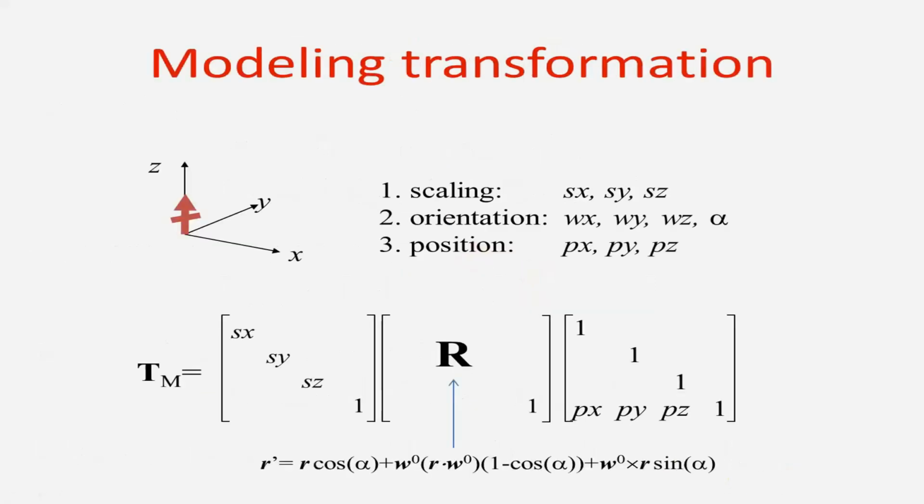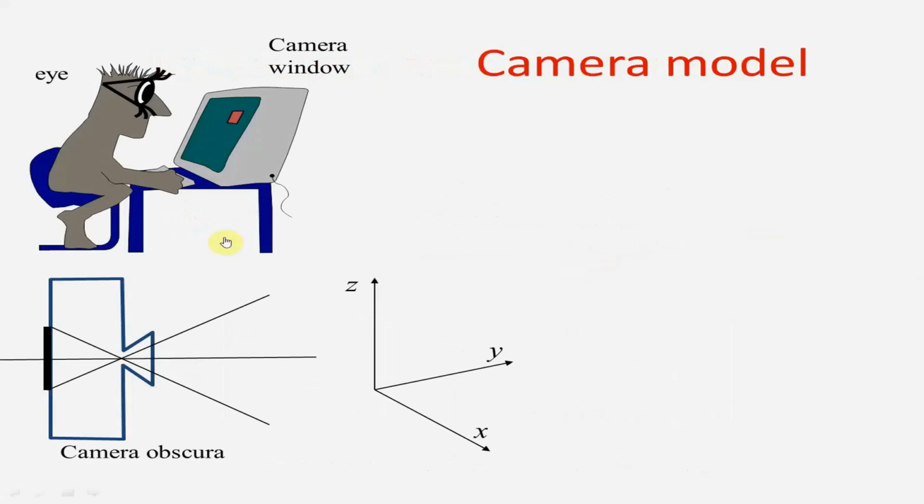Modeling transformation sets up the object in the virtual world. This means scaling to set its size, then rotation to set its orientation, and finally translation to place it at its position. All three transformations are affine and can be given as a homogeneous transformation matrix. Concatenating these matrices, we obtain a single modeling transformation matrix, which maps the object from its reference state to its actual state in world coordinates. The definition of the camera transformation depends on the parameters of the camera.